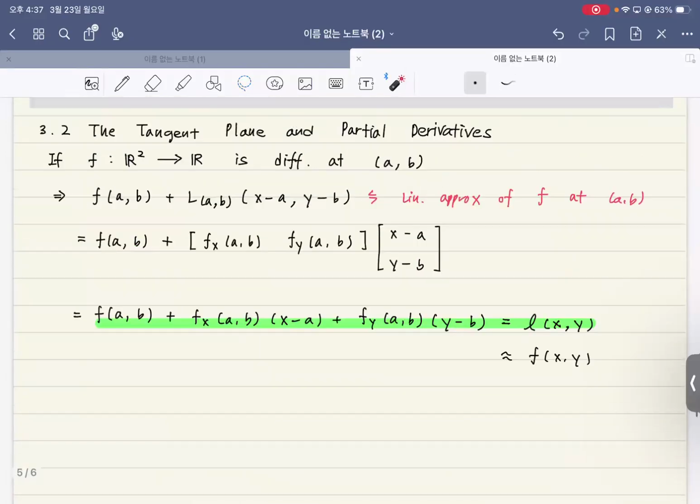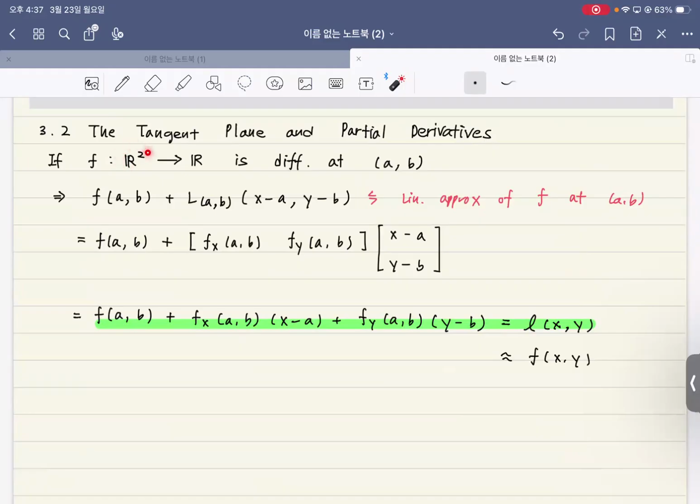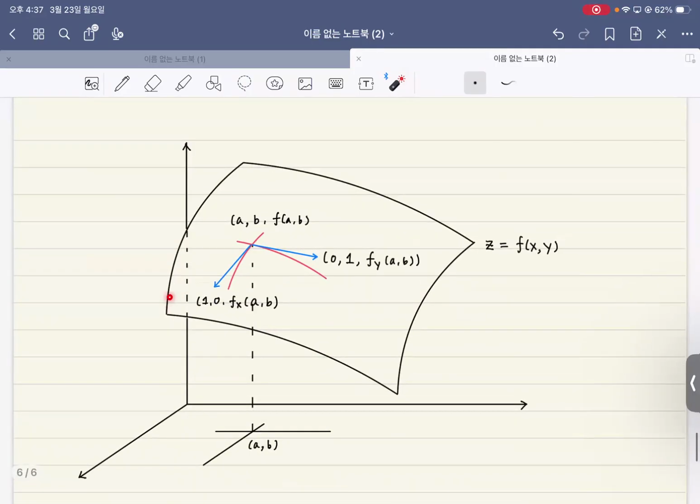Why are we so interested in this function from R2 to R? The reason is that the graph of this function can be represented by a surface embedded in R3, right? Suppose that this is part of the graph of this function, z equals f of (x, y). And this is the xy plane. This xy plane should also be understood as the domain of this function f, and the z coordinate is the function value at this point. Right? This is what a graph is.